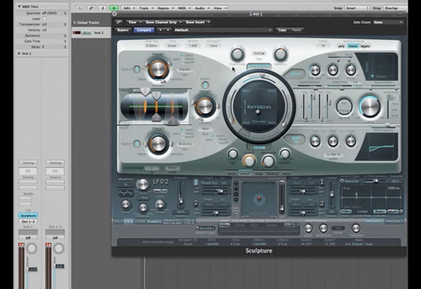So the global controls at the top, again, can have a significant bearing on your sound. That's definitely worth knowing about.